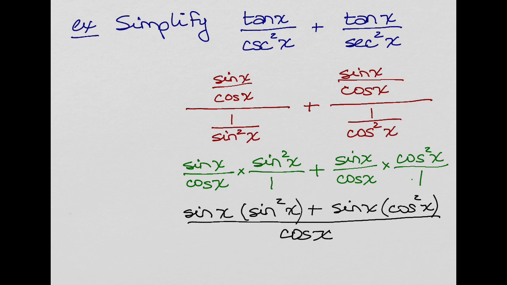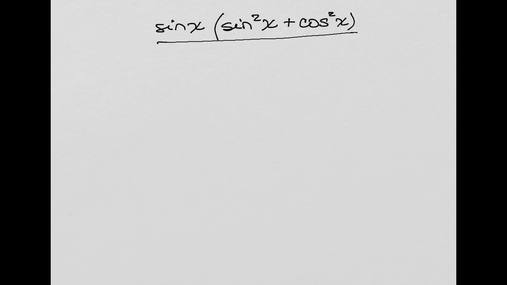So that was another strategy that we mentioned, factoring. Now I'll have on the top sine x times, from the first term, sine squared x, and from the second term, cosine squared x, and my denominator was cosine x, and it still is. Well, sine squared x plus cosine squared x, there's an identity for that. The Pythagorean identity says sine squared x plus cosine squared x equals 1. So instead of all of that, I can write 1.